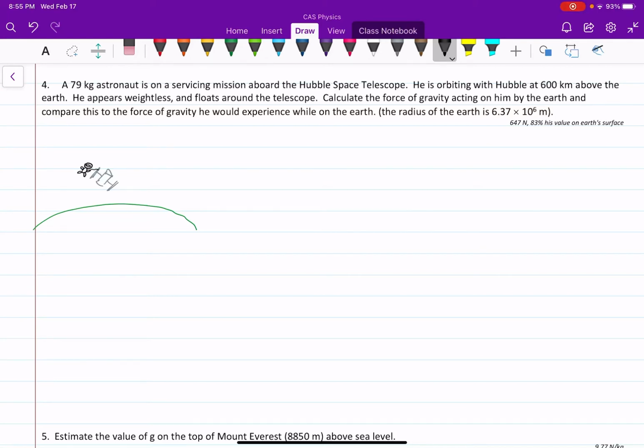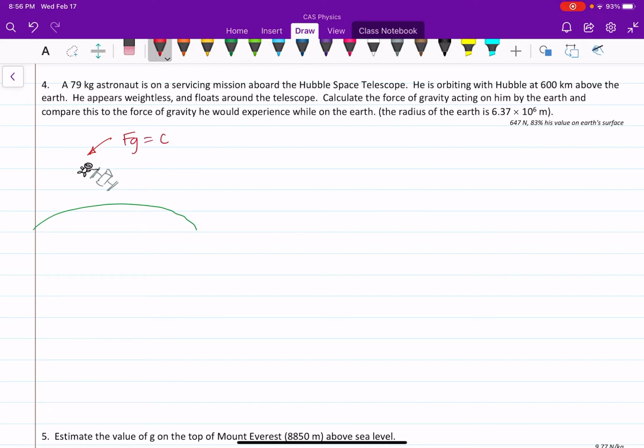In question 4, a 79 kilogram astronaut is orbiting the Earth at a height of 600 kilometers above the Earth. I think you've all seen people on spacewalks. They're floating, they're weightless. They just have this freedom and they move about as if no force of gravity is acting on them. And the question is, is the force of gravity acting on them?